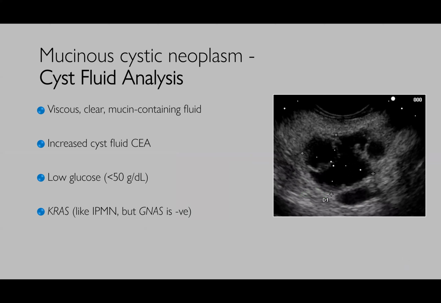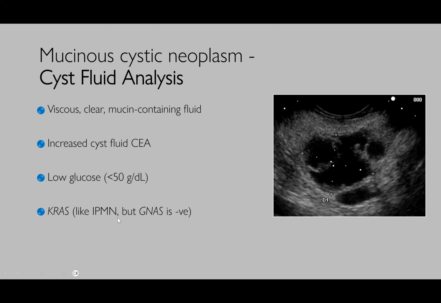So we do see how MCNs can look like other cystic lesions, and there are other cystic lesions that can look like an MCN. So we strongly rely on cyst fluid analysis in these atypical situations. So for cyst fluid in mucinous cystic neoplasm, the important features that we tend to see in these patients are elevated CEA, typically more than 192, low glucose level less than 50, and presence of mutations that suggest an MCN, which is KRAS.